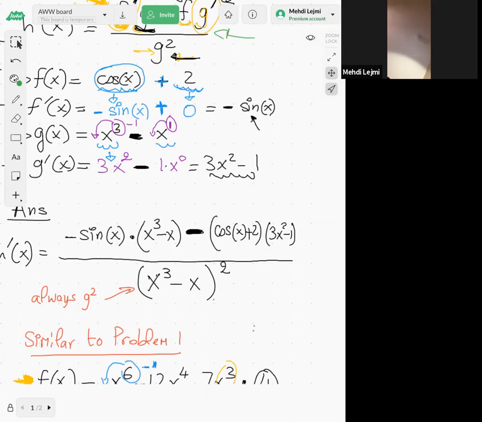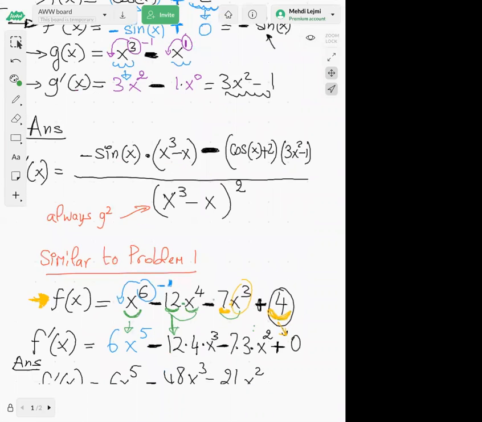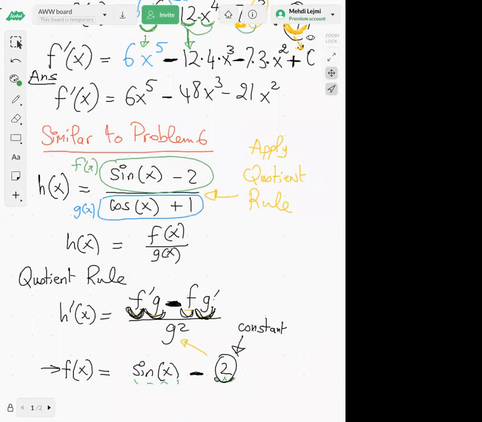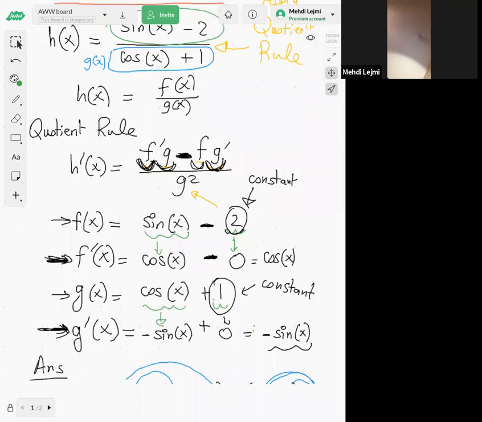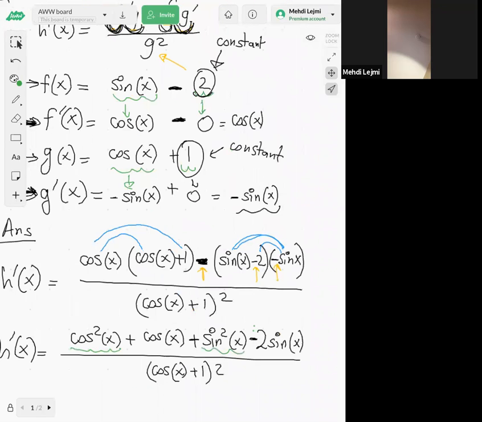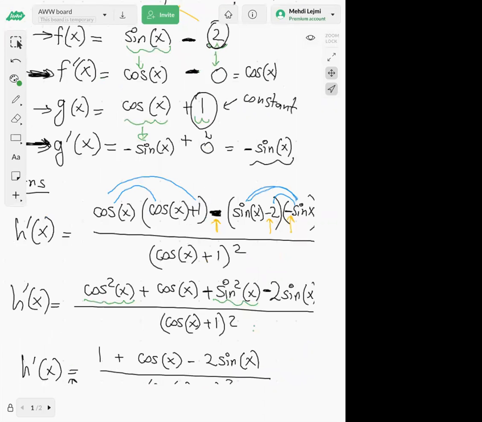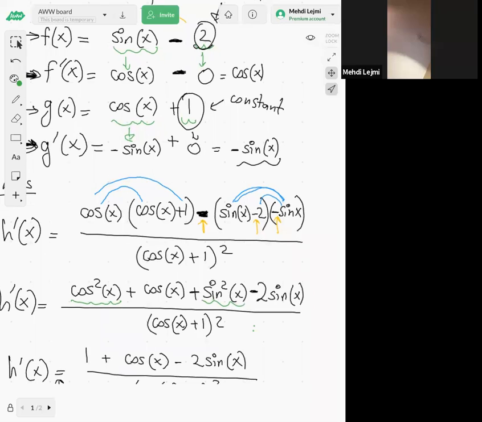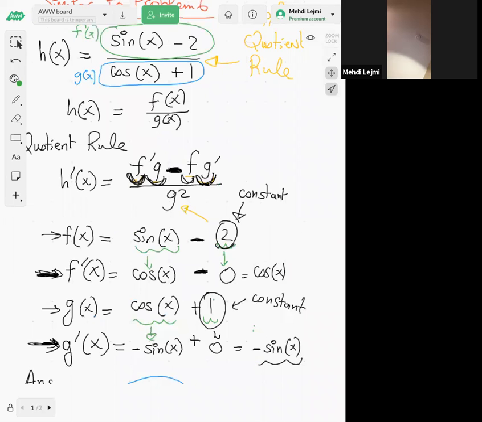But in problem number 6, when you distribute, you see there's the cosine squared plus sine squared, and I know that will be equal to 1. So that's a possible simplification, right? So then I have to simplify my answer.